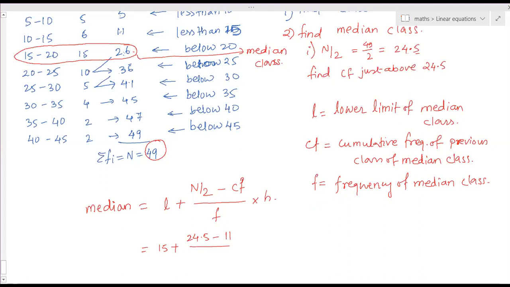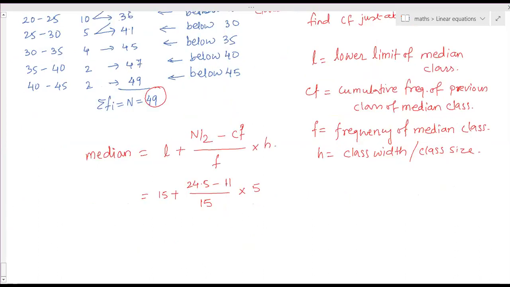Now what is F? F is the frequency of the median class. This is the actual frequency and this is the cumulative frequency. So the actual frequency is 15. So here the value will come 15 into H, the class width or class size. What is the class size here? Everywhere it is constant, that is 5. And then solve this calculation.